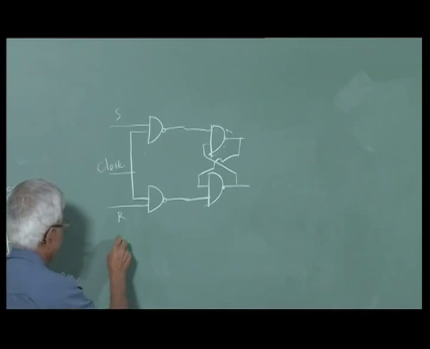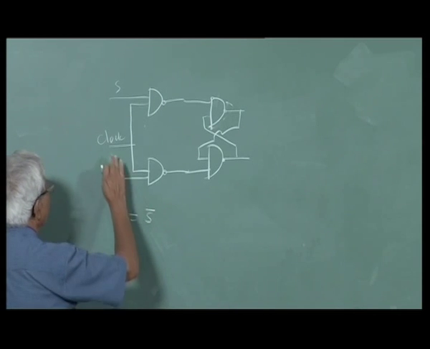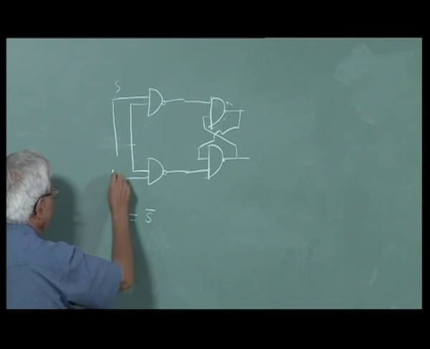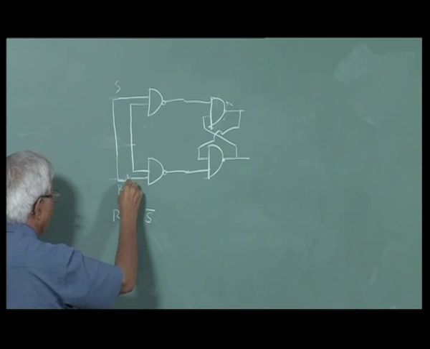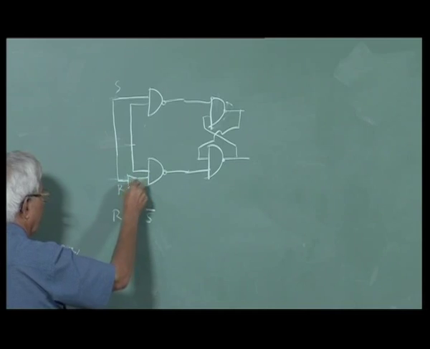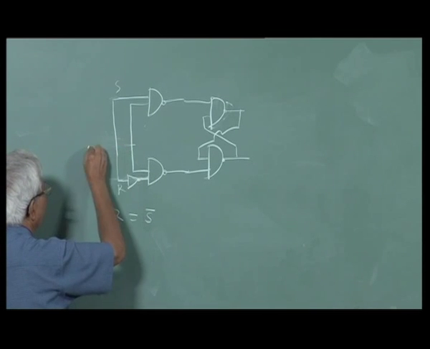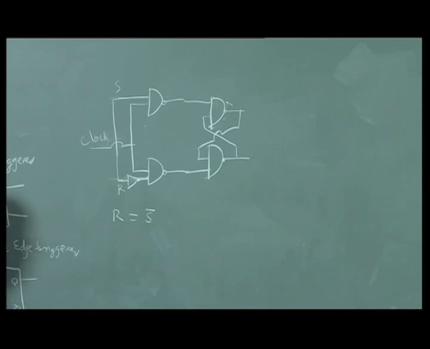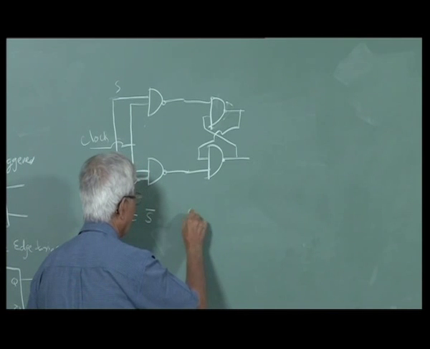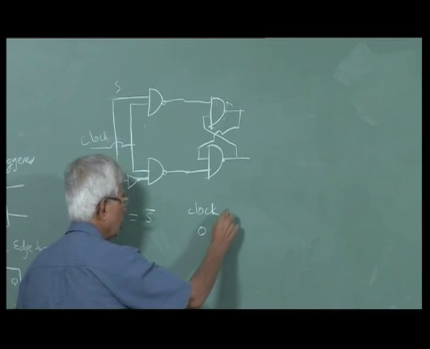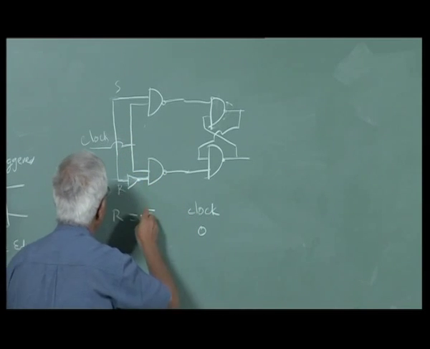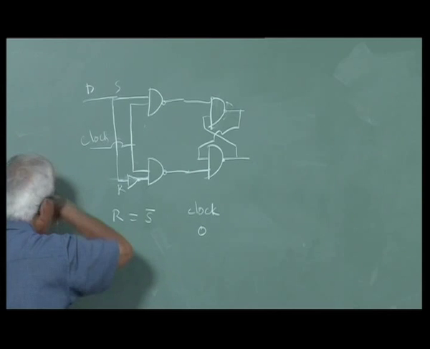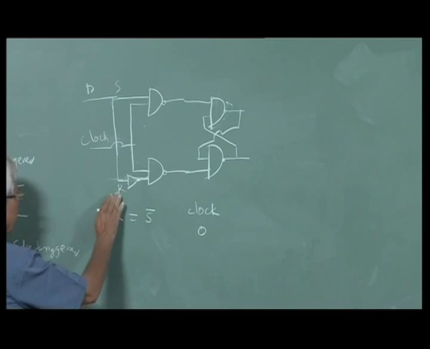Supposing R is S bar. We put an inverter and feed the R input. There is no separate R. R is always inverse of S. Then what happens? The function is simple now. This S and R together, we call it D. Because S is always complement of R, there is only one input in this flip-flop. That input I am going to call D.